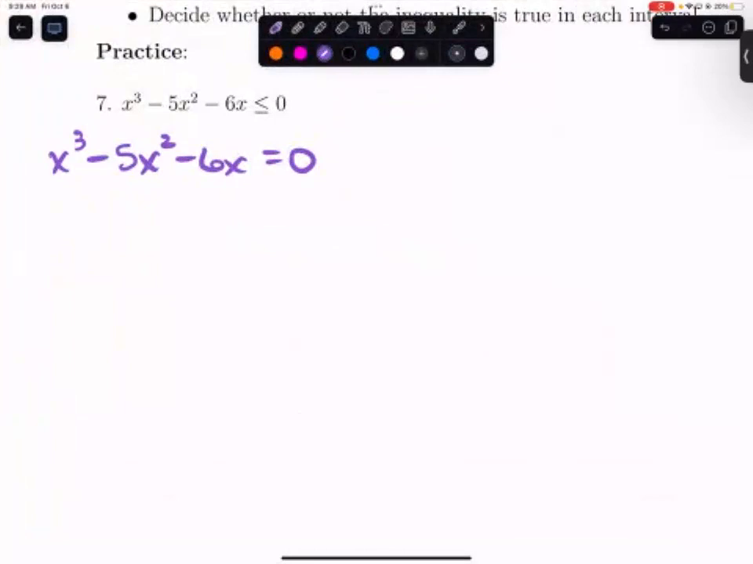Okay, so let's just check in on solving the equation. What do you want to do to solve that? Think up next. It's cubic, right? It's degree 3, but there is a common factor of x everywhere. If I take that out, we get x squared minus 5x minus 6.